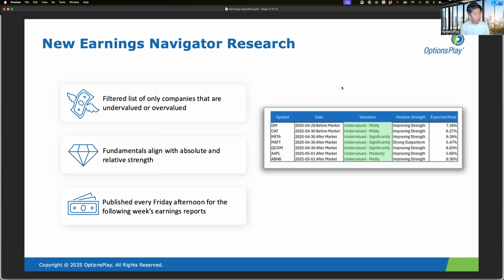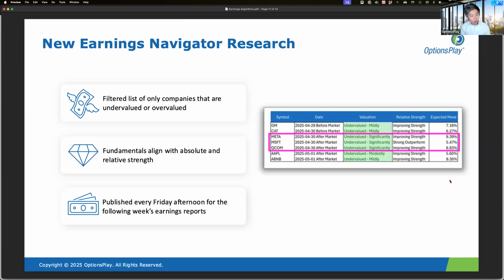And this is something that we're publishing once a week, every single Friday afternoon for the following week. So what you see here on your screen right now is what we published last Friday for this current week. And if you look at today, we have three different stocks that are reporting today that have met all three criteria. We have Meta, we have Microsoft, and we have Qualcomm. Those three stocks are not only significantly undervalued, but they're also stocks with either strong relative strength or improving relative strength and absolute strength here as well.